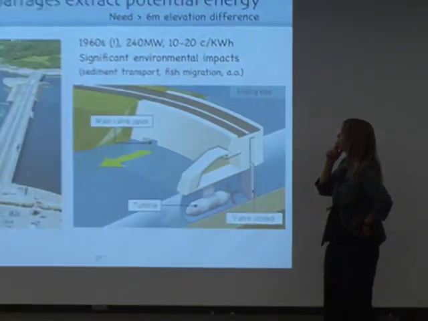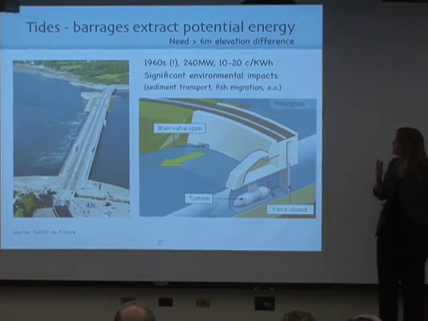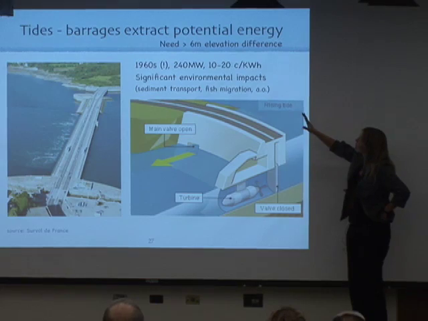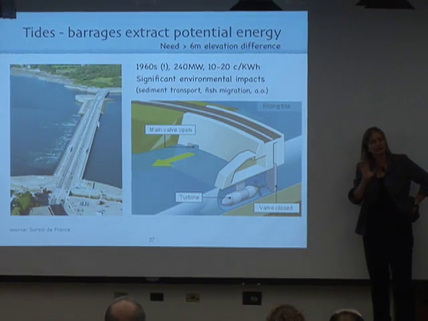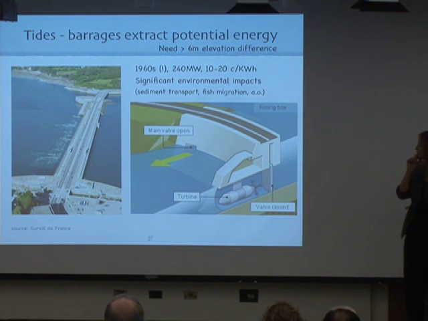Okay, so how about tidal? Now, this is potential energy from tides. And there's really only one big one. This is always mentioned. It's in La Rance in France. It was built in the 1960s, so it's been around for a very long time. 240 megawatts, and it's been running at about 10 to 20 cents per kilowatt hour, depending a little bit on the tide. So that fluctuates, of course, a little bit.